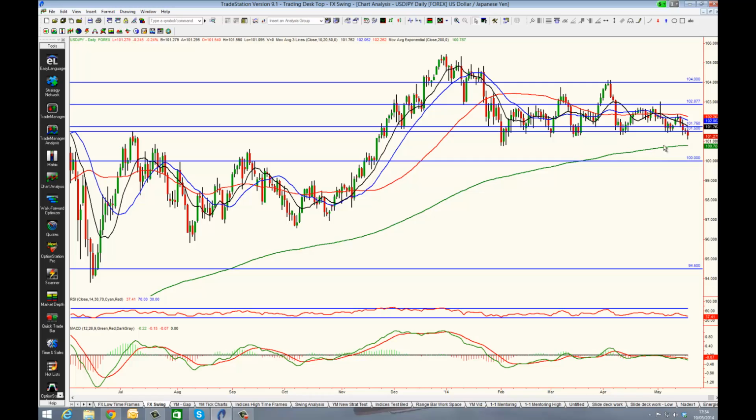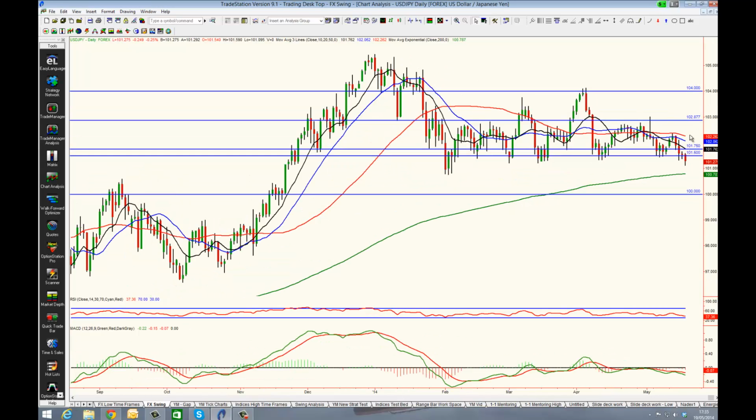So if we come down to the daily chart, we can see our 101.50 level here. We can see that this has been tested numerous times, and now we've just got a break underneath 101.50. We've also got agreement here with our indicators. They're just selling off again nicely, agreeing with the downward momentum here in the market.